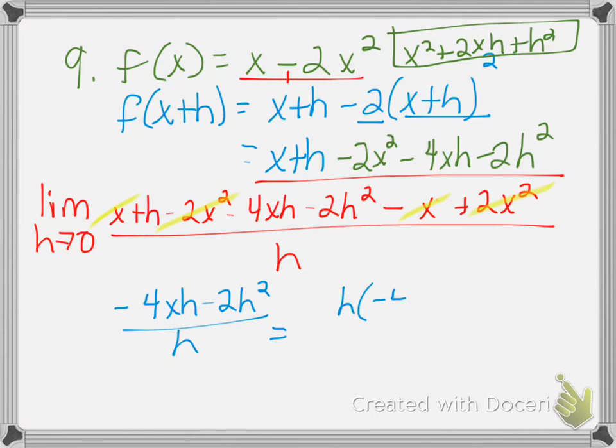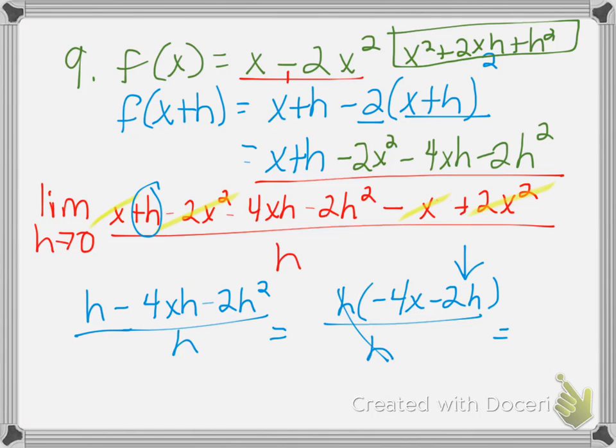Factor out an h like we've done before. Plug in your 0. And I messed up again. I'm so very, very sorry. I left off this h right here. So there's an h at the beginning. When I factor out an h, there's a 1 there. Don't forget that. So I'm left with 1 minus 4x.